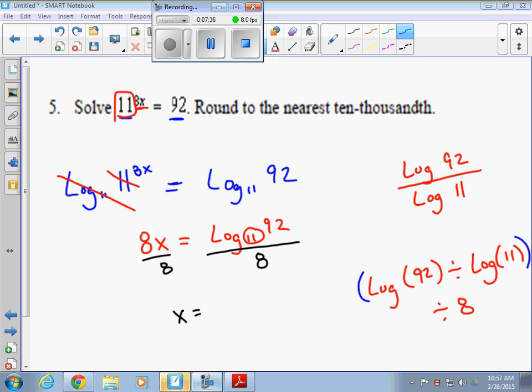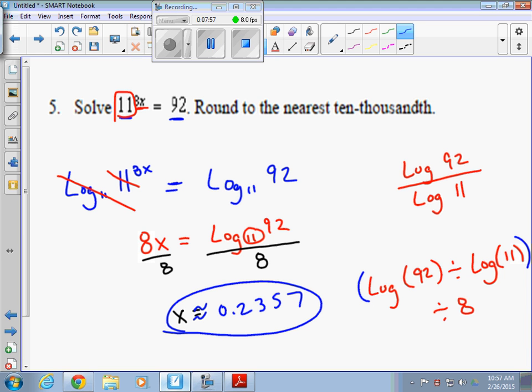If you add just one more set of parentheses, you're going to get approximately 0.2357. It says round to the nearest 10,000th, so that's tenths, hundredths, thousandths, ten-thousandths, and then a digit comes after that. So that'll give us what we need right there. Approximately 0.2357.